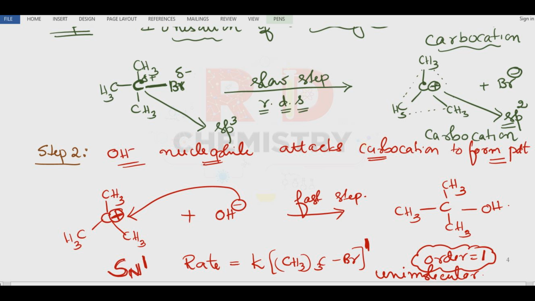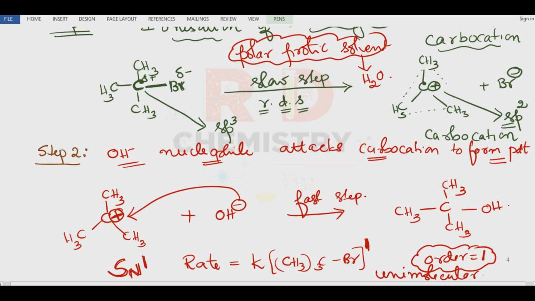And this reaction requires a solvent. Now what kind of solvent is required? To facilitate this ionization, we require a polar protic solvent. Remember, polar protic solvent. When a polar protic solvent is there, the reaction becomes faster. Remember, what are the examples of polar protic solvent? Water, H2O, or ethyl alcohol, C2H5OH. Clear? Right? This you have to remember. Okay.